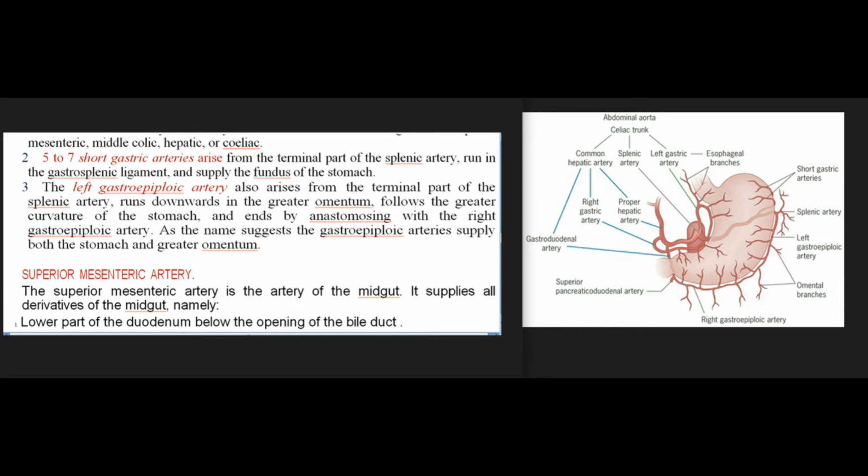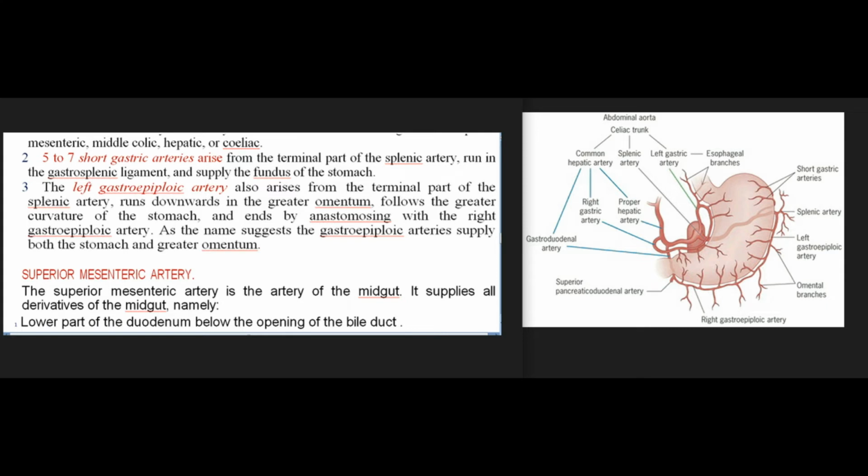2. 5 to 7 short gastric arteries arise from the terminal part of the splenic artery, run in the gastrosplenic ligament, and supply the fundus of the stomach. 3. The left gastroepiploic artery also arises from the terminal part of the splenic artery, runs downwards in the greater omentum, follows the greater curvature of the stomach, and ends by anastomosing with the right gastroepiploic artery. As the name suggests, the gastroepiploic arteries supply both the stomach and greater omentum.